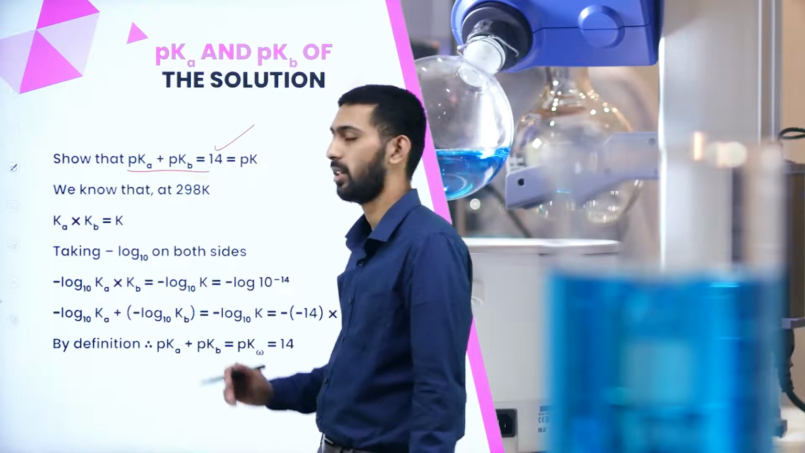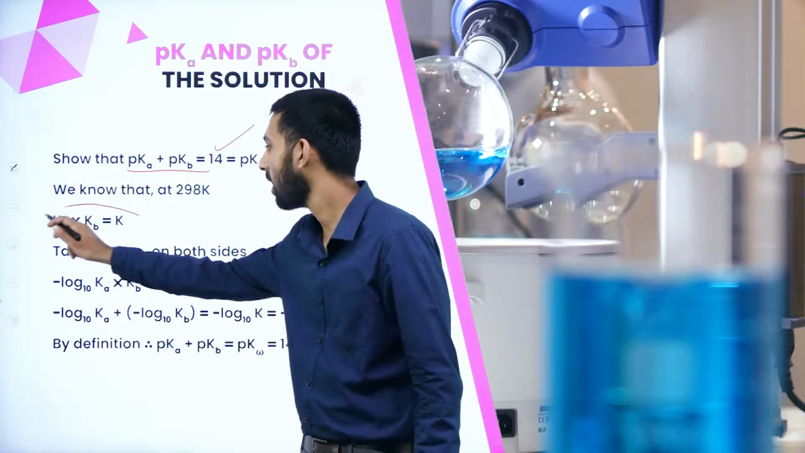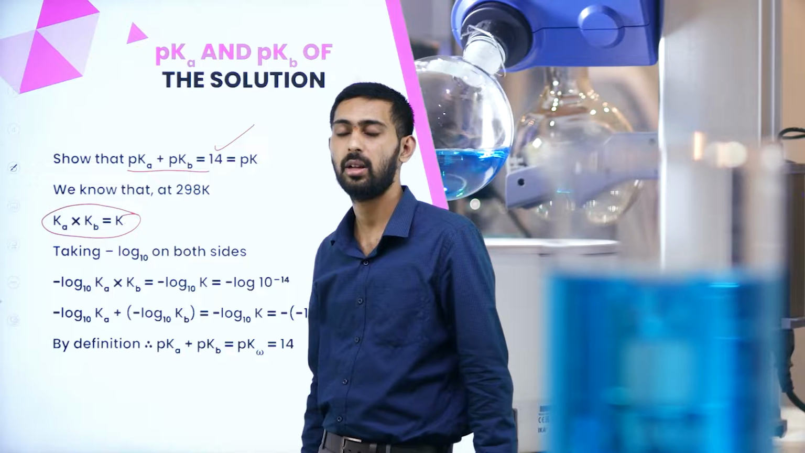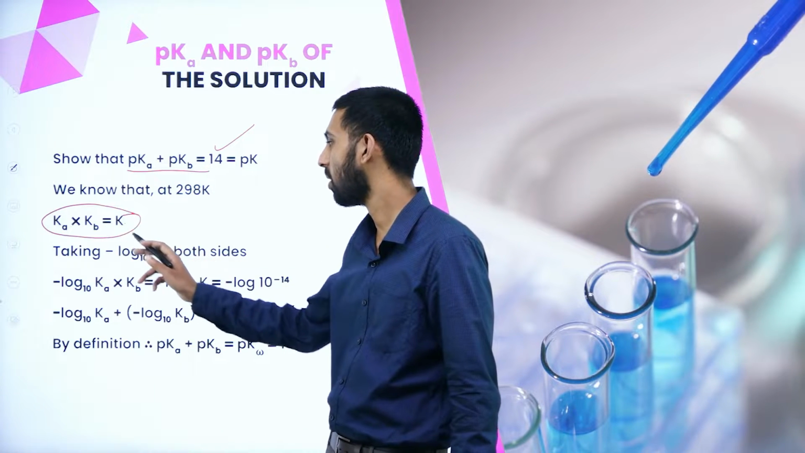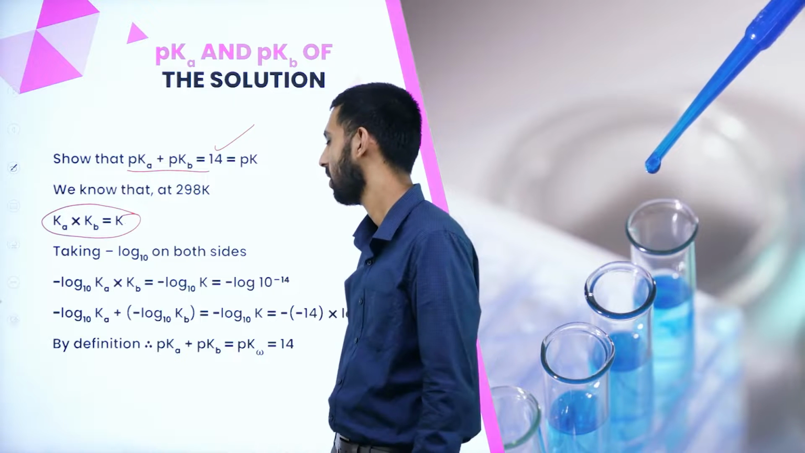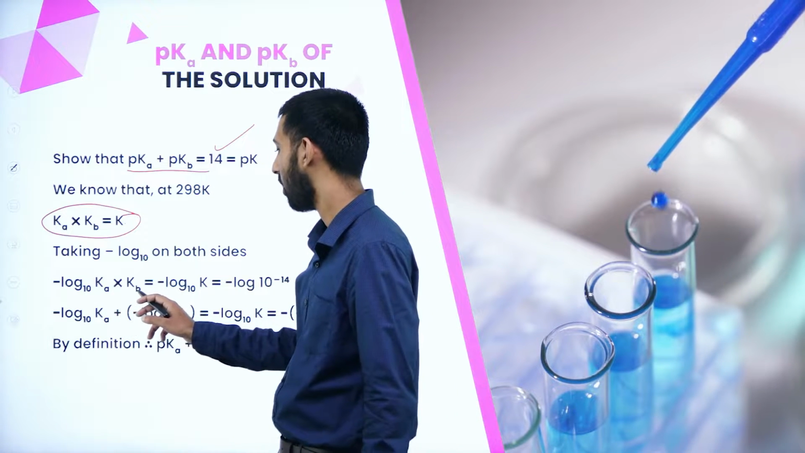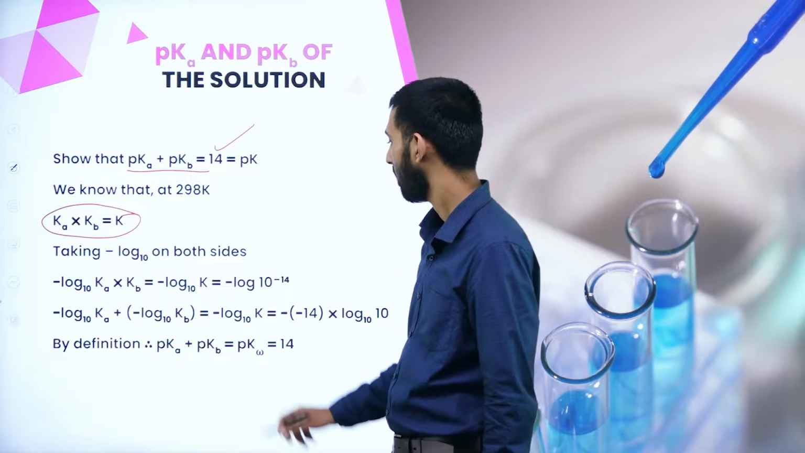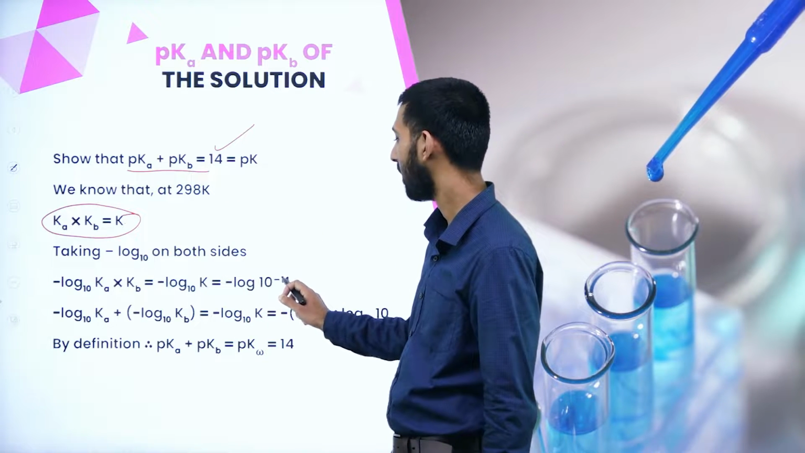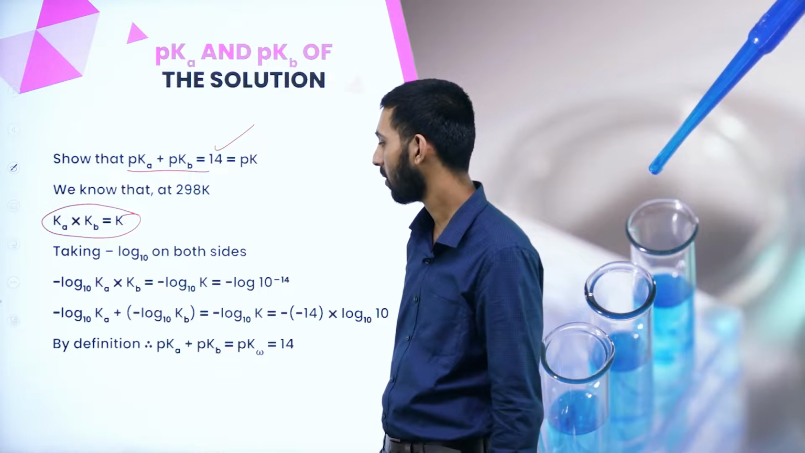Okay. We know that at 298 Kelvin, Ka into Kb is equal to Kw. Then we have to take the logarithm on both sides. So log Ka plus log Kb is equal to log Kw, which will be equal to 10 to the power of minus 14, as I have taken. Next, what do you have to do?